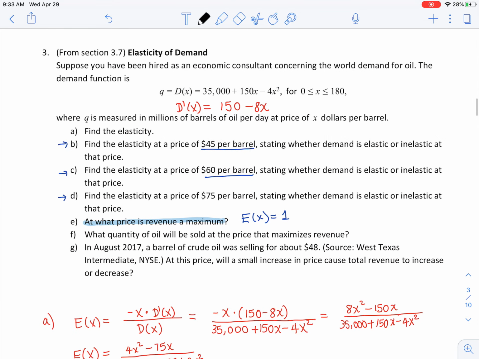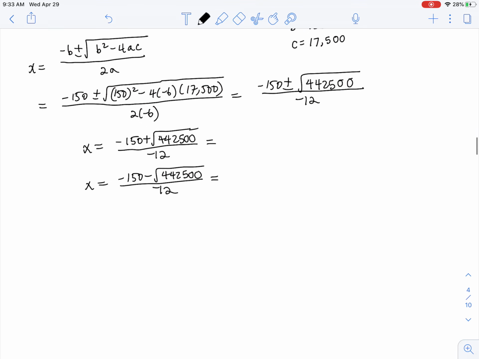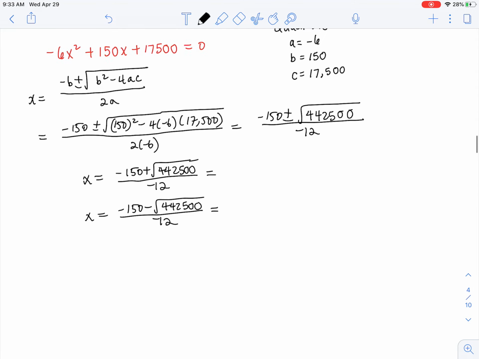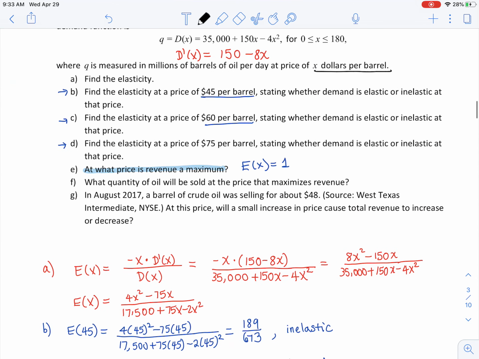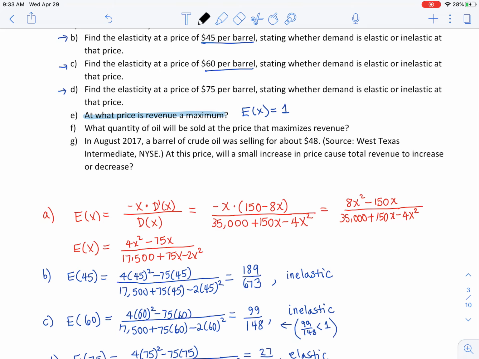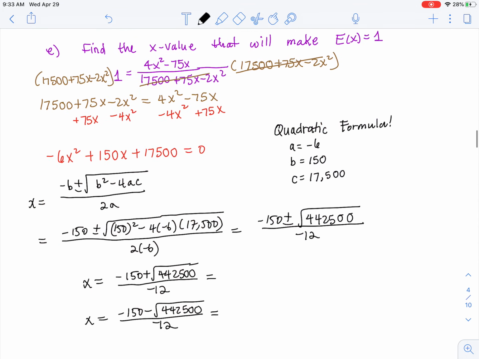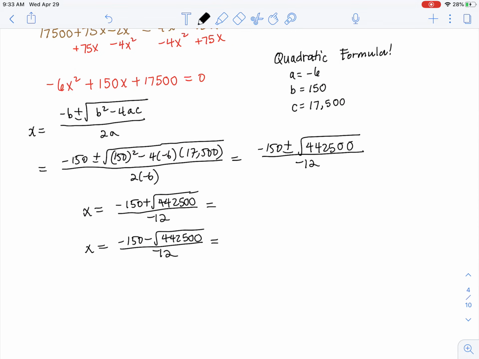Now, remember what X stands for. X stands for the dollar amount, X dollars per barrel. So we're talking about price here. So we should not get a negative answer. If one of them comes out to be negative, we're just going to throw it out, okay? And we shouldn't get something crazy big. You see how the numbers they were giving us were like 45, 60, and 75-ish. So we should get something greater than 60 but less than 75. You agree? Because when it was 60, it was inelastic, and when it was 70, it was elastic. So something happened in between those two numbers.